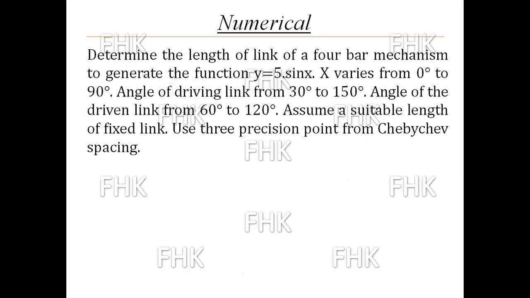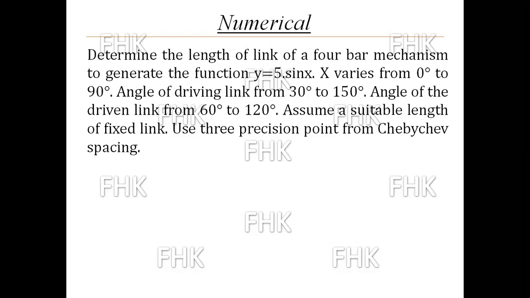The problem statement is in front of you. I read the problem statement. Determine the length of links of a 4-bar mechanism to generate the function y is equal to sin x. The value of x varies from 0 degree to 90 degree. That means starting x is 0 and final x is 90 degree. Angle of driving link from 30 degree to 150 degree.